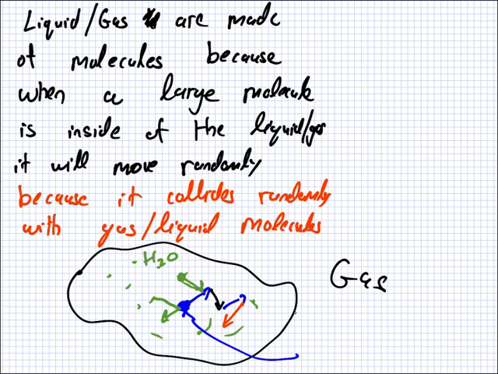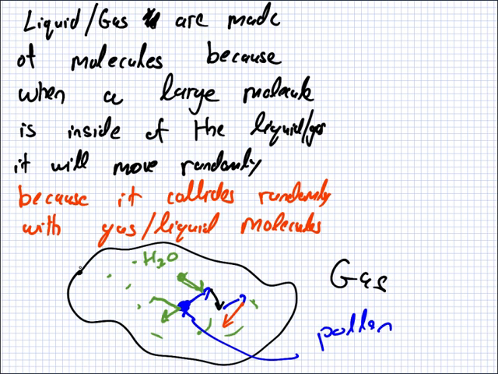What's like a big molecule? Something like pollen. Do you know pollen? You can check it on your dictionary. Liquid and gas are made of molecules because when a large molecule is inside of the liquid or gas, it will move randomly because it collides randomly with gas, liquid molecules. You got that word, pollen?